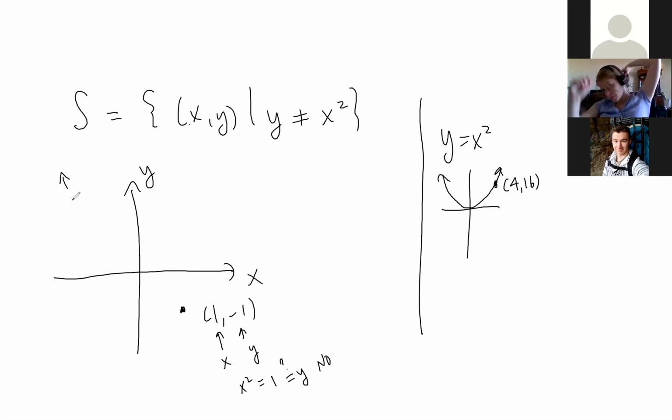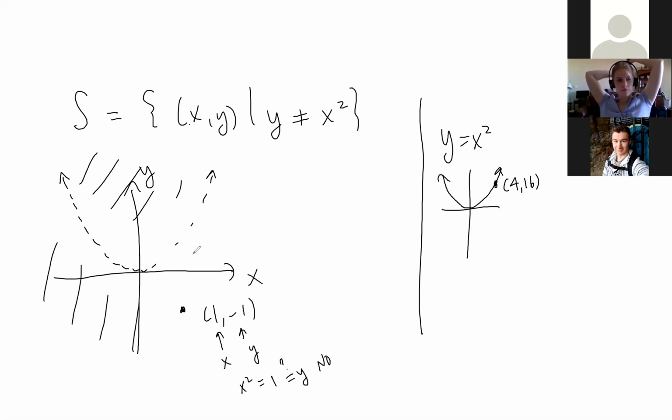So if I drew the parabola with a dotted line, then any point above it and any point below it would work. All of those points would satisfy this condition. So that's it. It's a lot. It's almost all of the plane. Because what are you taking away? You're taking away a one-dimensional object. You barely even notice it. So that's what it is.